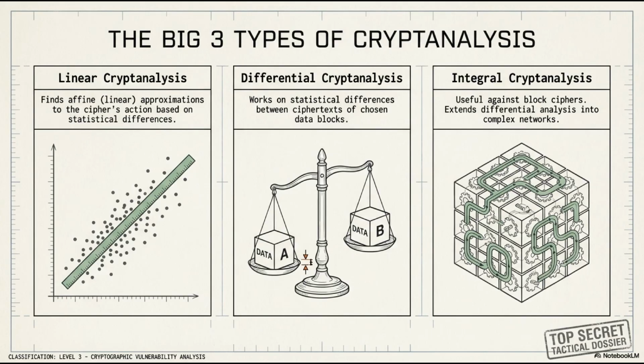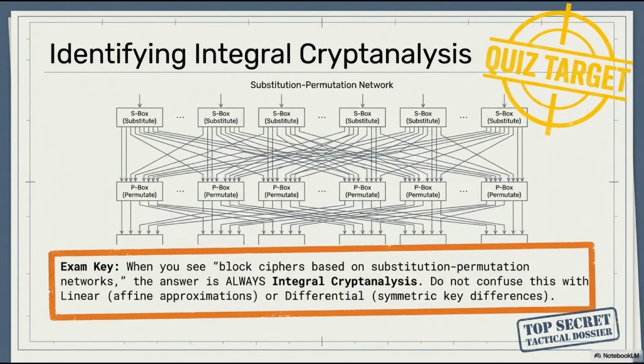Let's zoom in on that last one on slide 6, identifying integral cryptanalysis. Here's where it gets really interesting. If you look at the exam key on this slide, it shows this complex diagram. The substitution permutation network. Right, the SP network. It has S boxes, which substitute data, and P boxes, which permutate or shuffle data. But there is a strict rule you have to remember here, right?